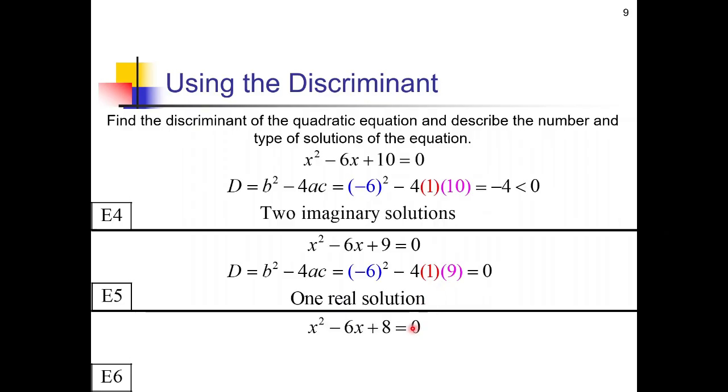All right, we'll do one more. Here you go. X squared minus 6x plus 8. So again, not a lot changing. We're just changing this c value by 1, right, and seeing what happens. Pause the video, check it out.